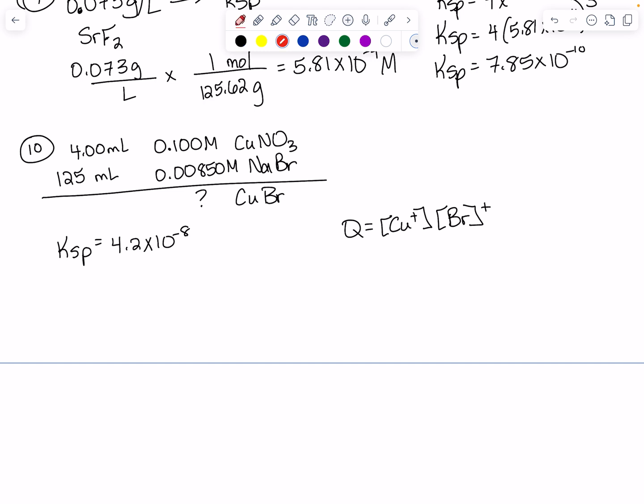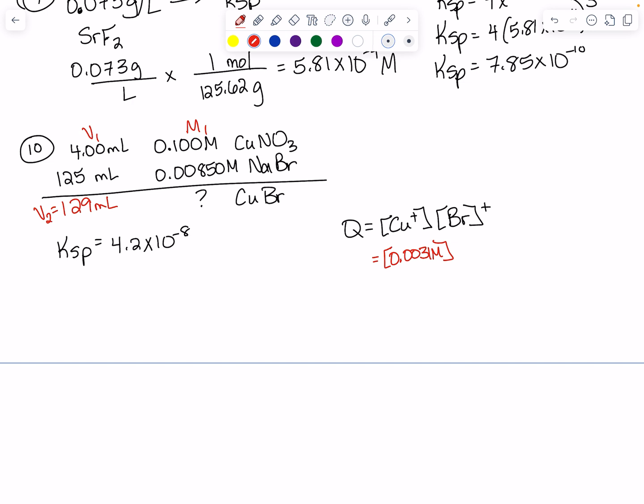Well, clearly it's coming from copper 1 nitrate. And so to figure out the concentration of the copper, we're going to say M1, 0.1 molar, V1, 4 milliliters, is equal to M2, which is what we're solving for, times V2. And the V2, guys, is 129 milliliters. So 0.1 times 4 divided by 129, and if both of your volumes are in milliliters, you can leave it that way. You don't have to convert to liters. Okay, and so that gives us that the concentration of the copper is 0.0031 molar.